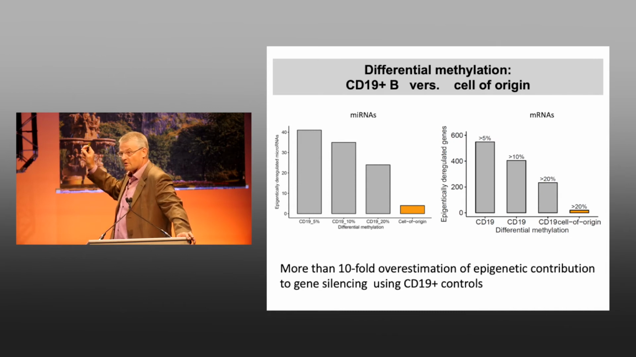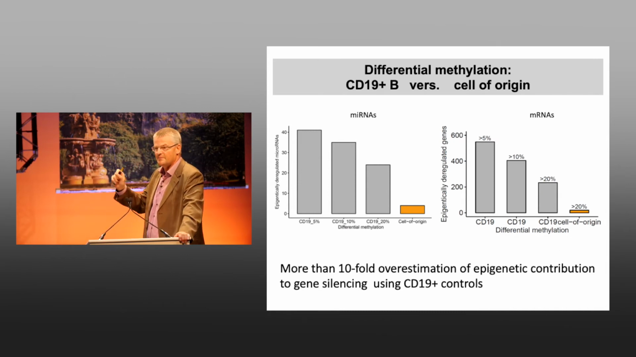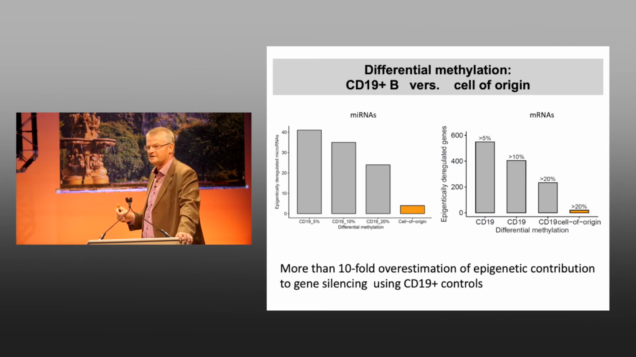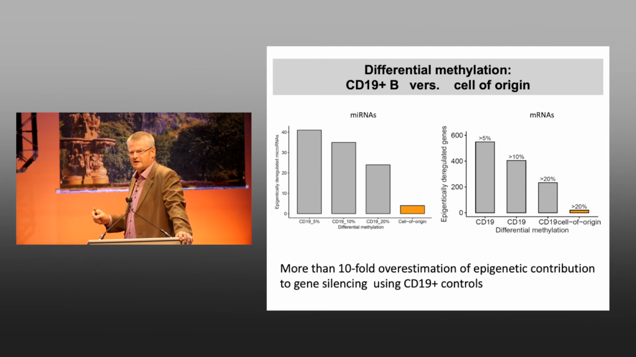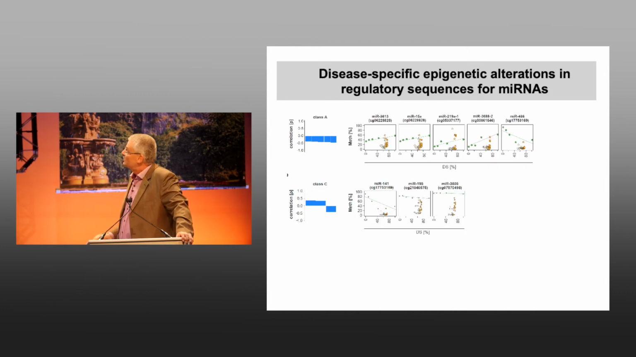And there were quite a number of reports on epigenetically deregulated microRNAs in the literature, including our studies, where we overestimated the contribution of epigenetic alteration to the regulation of microRNAs. Now, if we look at the corrected data, we see very few microRNAs. Here, for example, class A, we have only 5 microRNAs left, where we see clear differences in the CLL epigenome, similar here in class C.